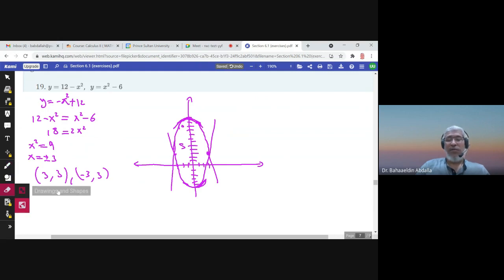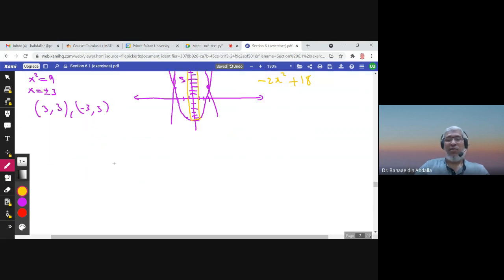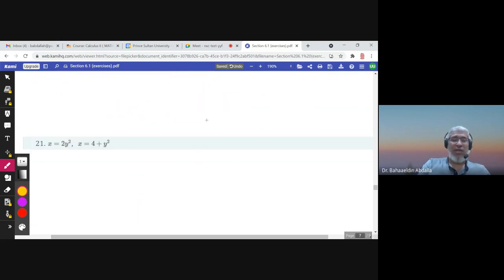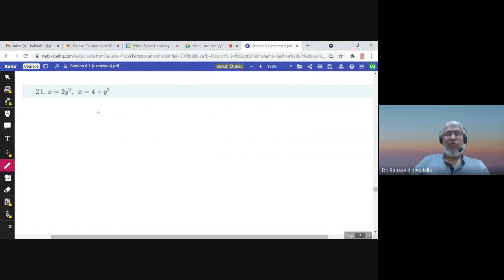So this is the graph of these two parabolas. Now, this is the region. If you choose a vertical rectangle with delta x as the width, then always this curve is above this curve, and the height of the rectangle would be 12 minus x squared, which is the above curve, minus x squared minus 6, which is the curve below. Of course, this is a plus because there is a minus, so negative 2x squared plus 18, and the area would be the integral of negative 2x squared plus 18 delta x, where x runs from negative 3 to 3. This will give you the area of the region.